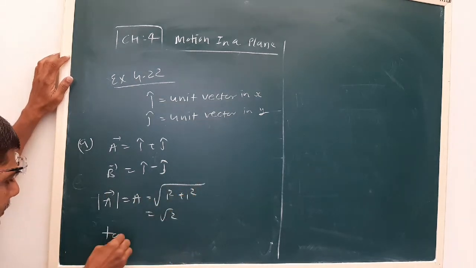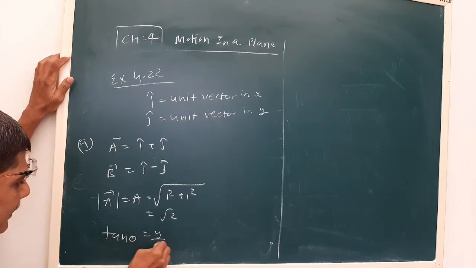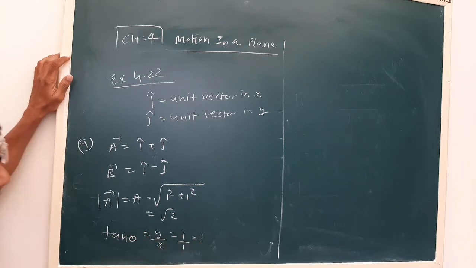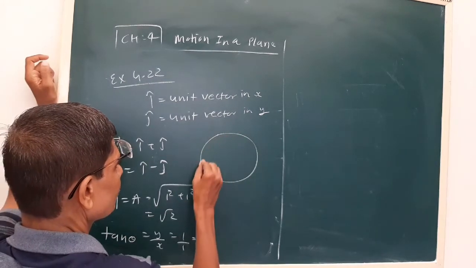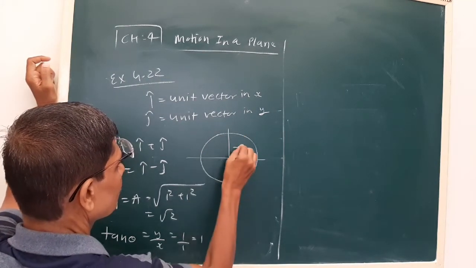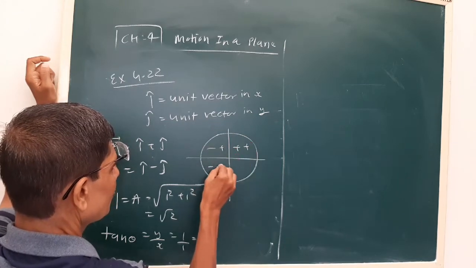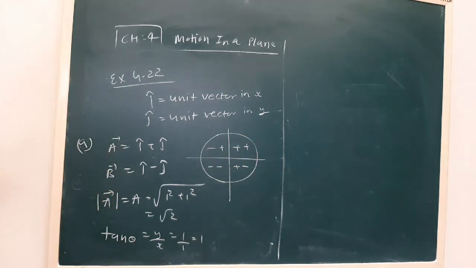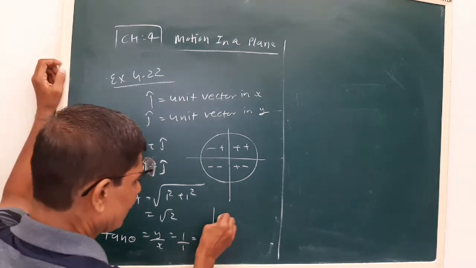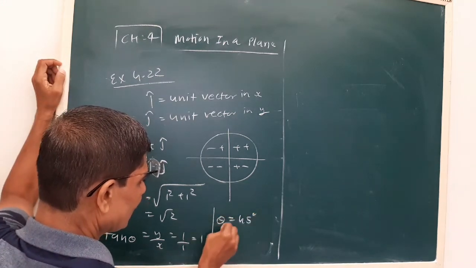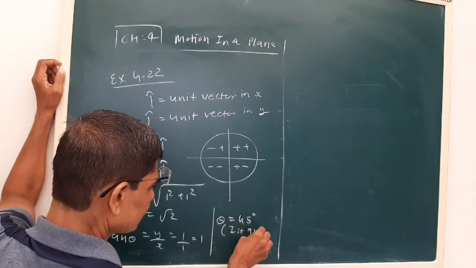Now the direction: tan theta is y upon x. Here x and y both are positive. Recall our Cartesian coordinates. Tan theta is 1, so we get the value 45 degree. That is for the first part.